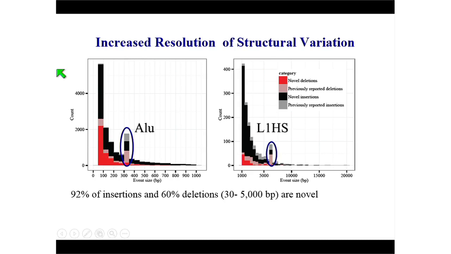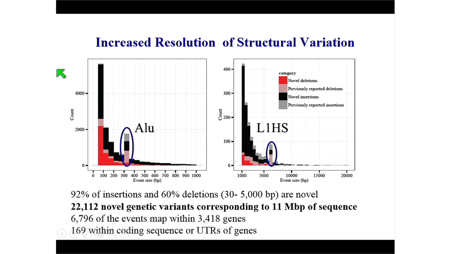For ALUs and LINEs, which are 300 base pairs, and L1 events, which are 6 kilobases in size, you can see that that proportion is less, and that's because we know what we're looking for when we're detecting structural variations of this type. Of these 22,000 novel genetic variants, this corresponds to 11 megabases of sequence. So I want you to think about how much single nucleotide variation exists in this genome. This haploid genome has about 1.7 million single nucleotide variants, equivalent to 1.7 megabases of sequence.